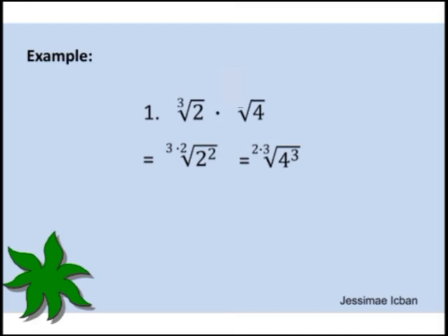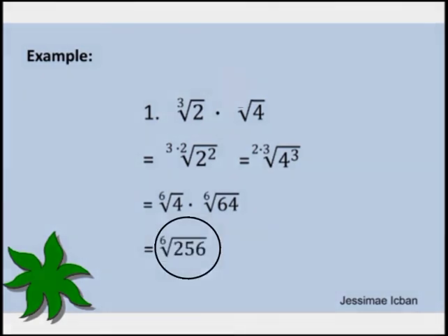Next, we need to simplify them. 3 times 2, then 2 raised to the second power, then 2 times 3, and 4 raised to the third power, ay magiging 6th root of 4 and 6th root of 64. So, ngayon, pareho na ang ating indices. Maaari na natin silang i-multiply by using the multiplication property of radicals, which is the nth root of x times the nth root of y is equal to the nth root of x times y. So, kokopyahin natin ang 6, then multiply 4 and 64, and it gives us 256, and that's the final answer.